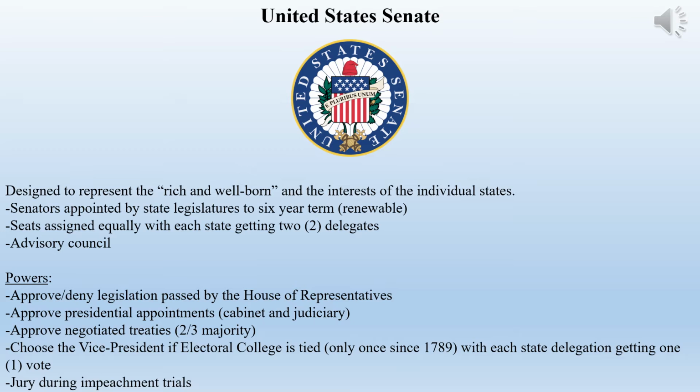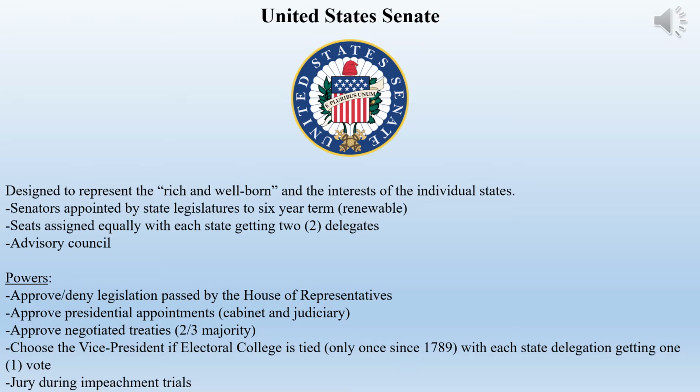During an election that is tied in the Electoral College, it's the Senate that will choose the vice president. The House chooses the president. The Senate chooses the vice president. This has only happened once since 1789. I believe it was in 1840 or 1836. You might check the year, but I think it was 1836.